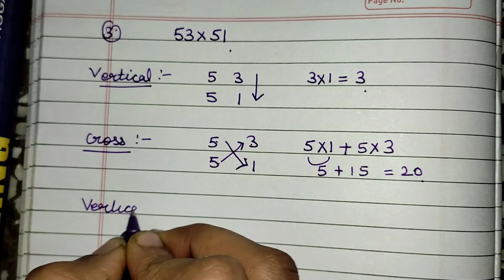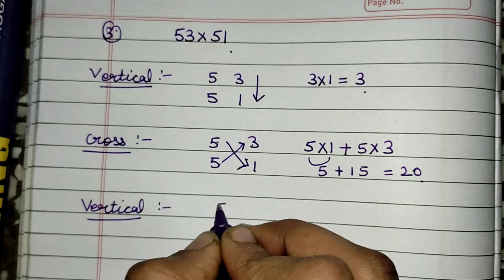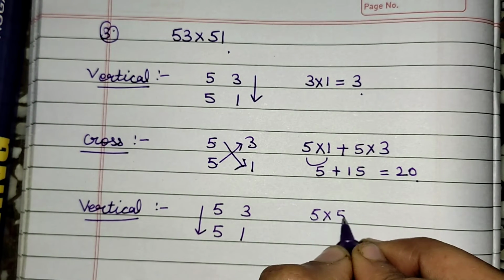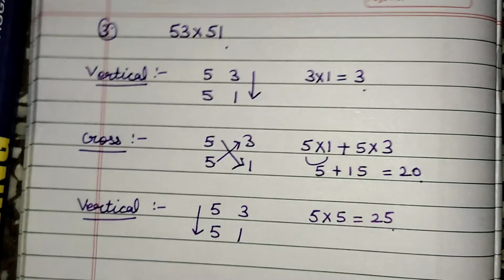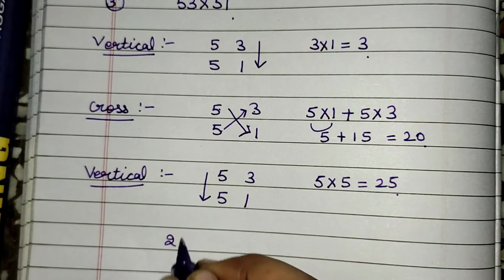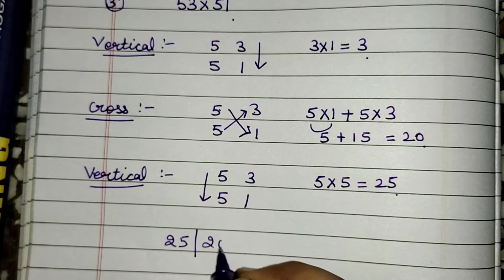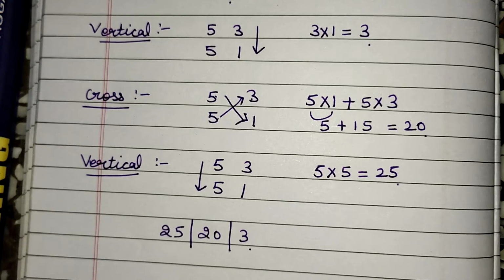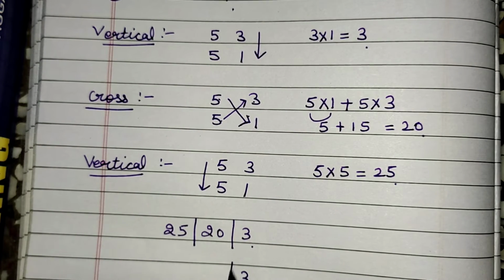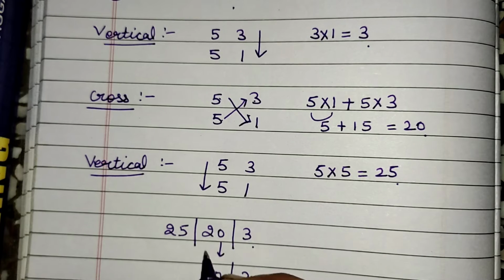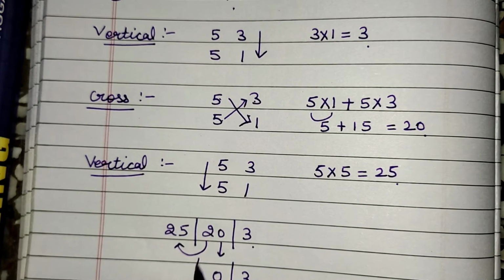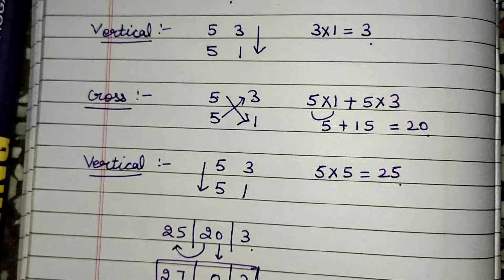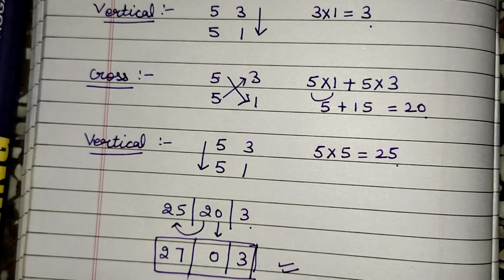Then again, when you do your vertical multiplication, you get 5 into 5 is equal to 25. So 25 is the first part of the answer, 20 is the second part, and 3 is the last part. Again you are getting a carry. So what you will do is keep 0 here and add the 2 to the previous part. That means 25 plus 2 will be equal to 27. So this is going to be your answer.